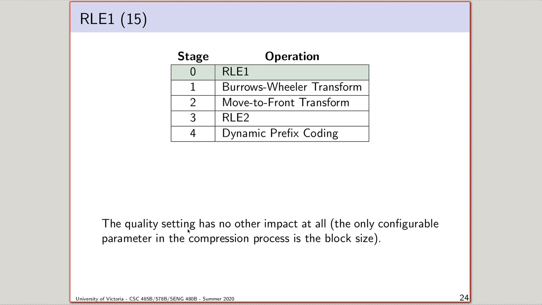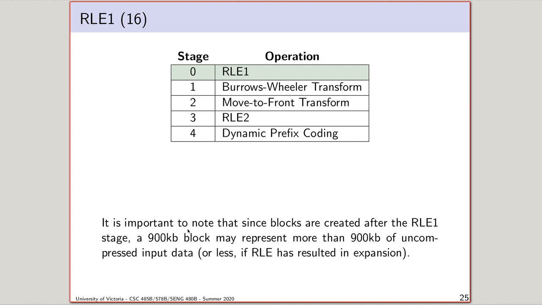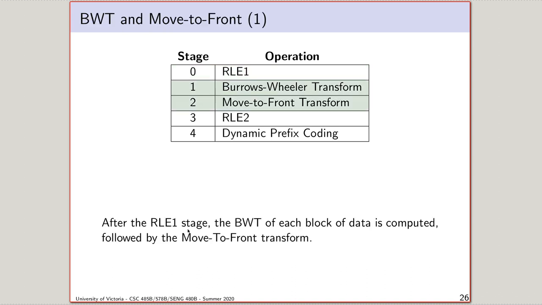Unlike GZip, where -5 or -9 or -1 has all sorts of tweaks that go into the algorithm depending on how you change the quality setting. It's also worth considering that because we do the block arrangement after RLE1, the 900 kilobyte block might end up with far more than 900 kilobytes of input data, or less if it turns out RLE1 expanded the data.